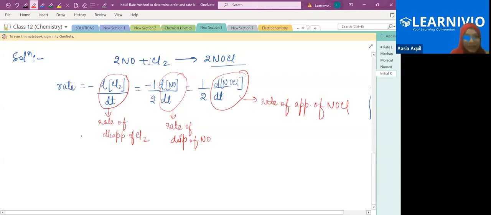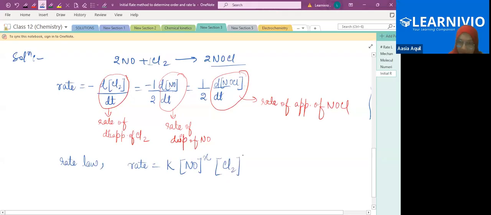And for the rate law, just write down the normal rate law expression. So the rate law expression will be rate is equal to k, the concentration of NO raised to the power X, because we don't know whether it's an elementary or a complex reaction. So we just put X because the order is unknown, and Cl2 raised to the power Y. So we have written both types of rate; the rate of reaction will be given by this also.